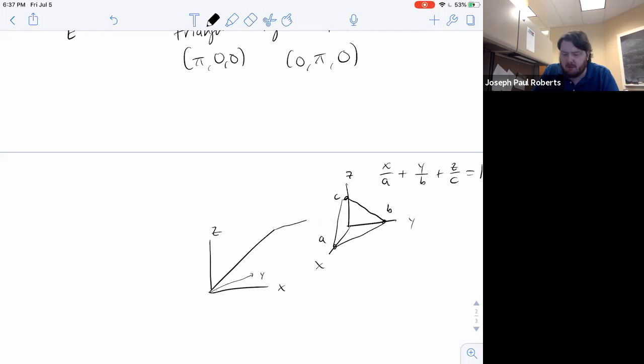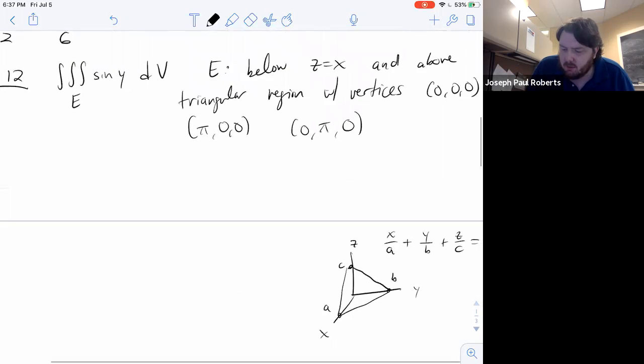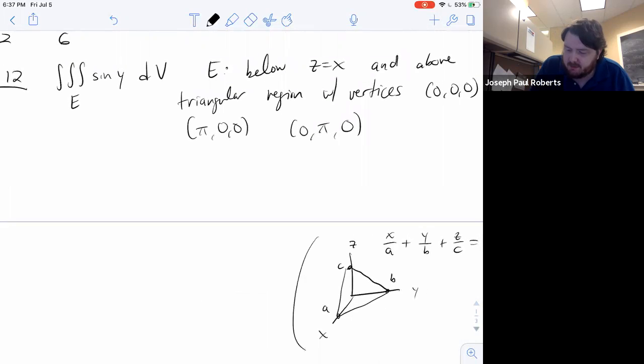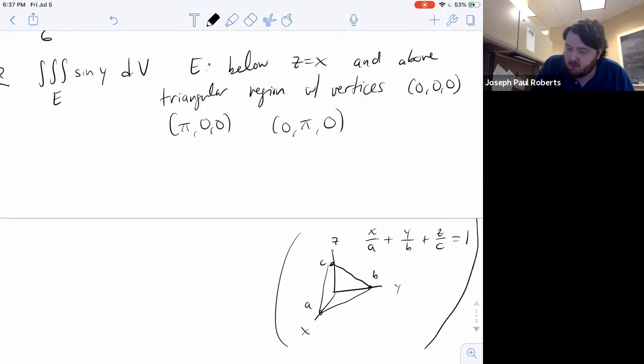Instead, I'll try to draw it without the axes just to convince you that this is actually a solid tetrahedron, sort of like what we've been talking about. So yeah, this picture over here is not good for z equals x. Since z equals x, like I said, intersects the entire y-axis, right? Okay. So how's this going to end up looking?